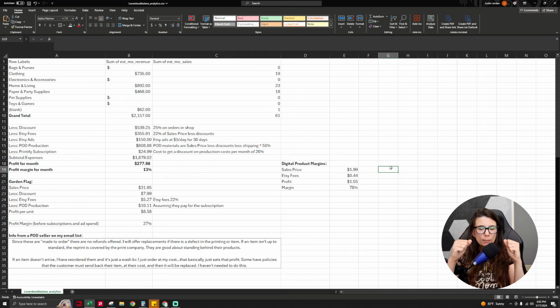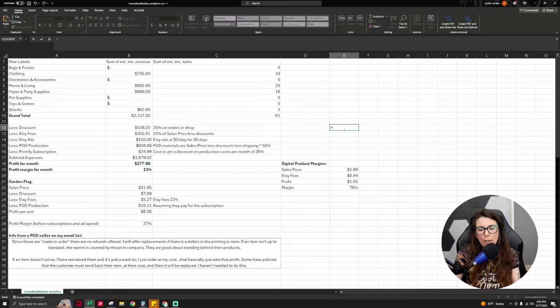But as you can see, they're making $2,157 a month, and they are only earning $277.98 after fees. If we were to take that $2,157 a month and do it times the profit margin for a digital products business, your take would be $1,682.